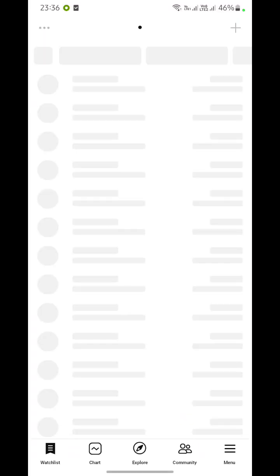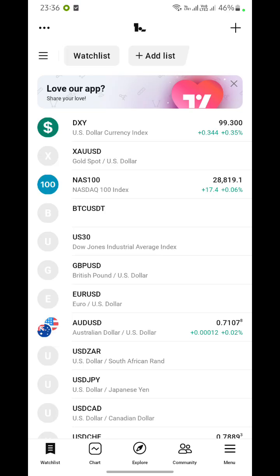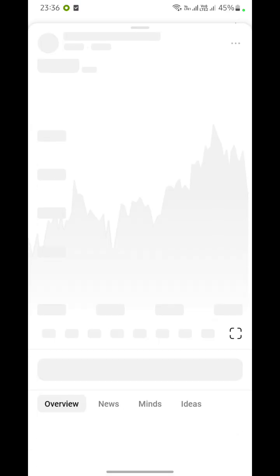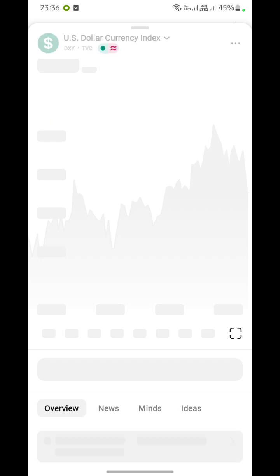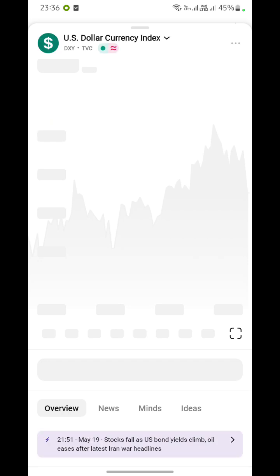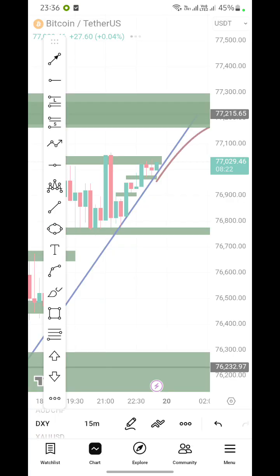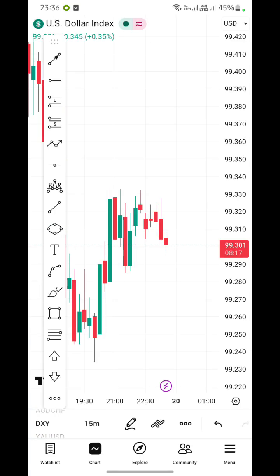So let's focus on entry points. I'll close my eyes and just press on any market. Let me do this. I'm gonna close my eyes and just press. What did I press? US dollar currency index. Let's see what's happening. This is the US dollar index, the DXY.